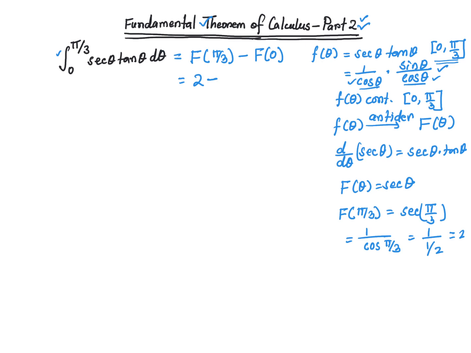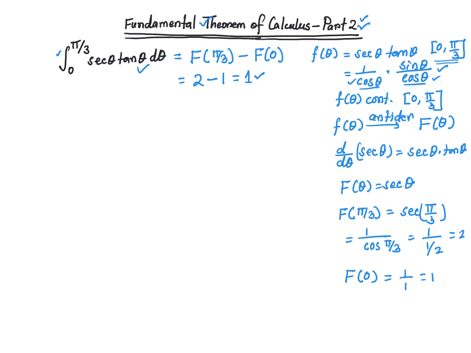Now I need to evaluate F at theta equal to 0. Cosine 0 is 1. So this is just going to be 1 over cosine of 0, which is 1. So 2 minus 1, which is just 1. Very simple. So this integral evaluates to 1.